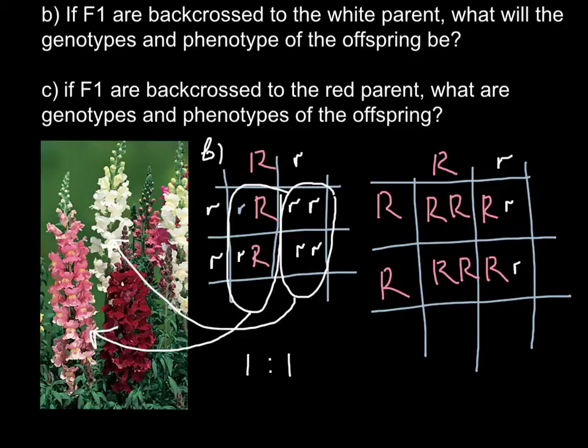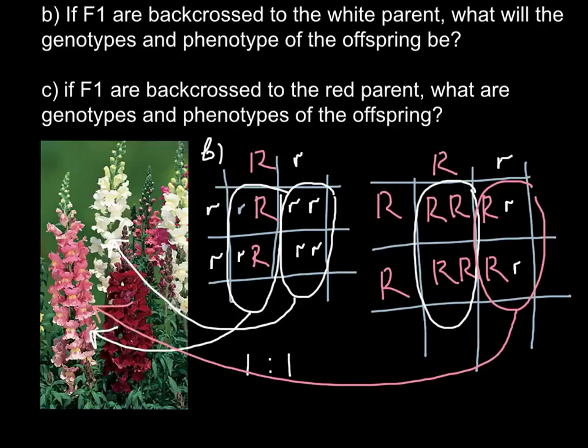So once again we have 2 phenotypes and 2 genotypes, and this one is going to be pink because it's heterozygous, and this one is going to be red because it's homozygous and has 2 capital R's. And once again it's going to be a 1 to 1 ratio.